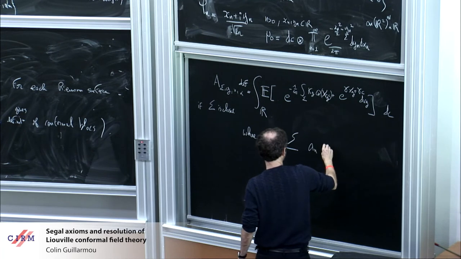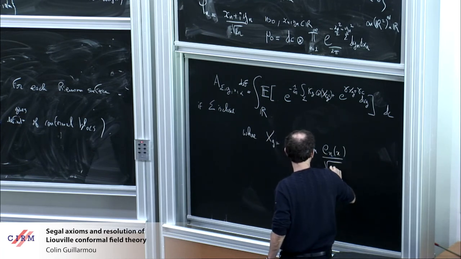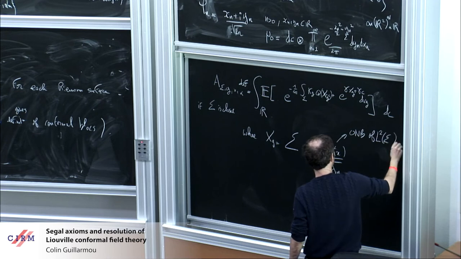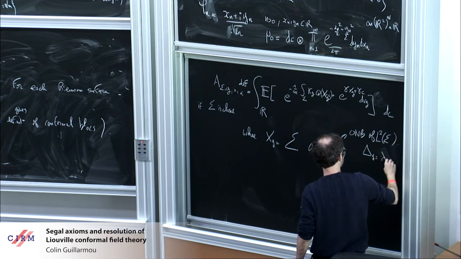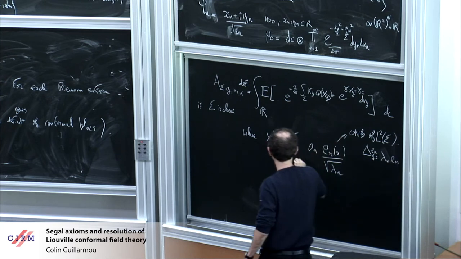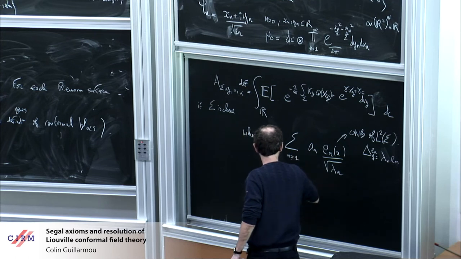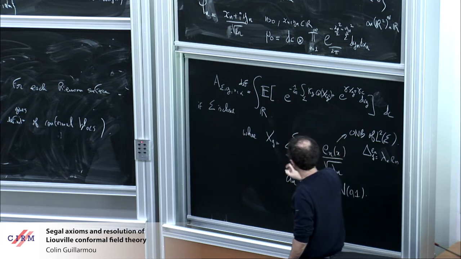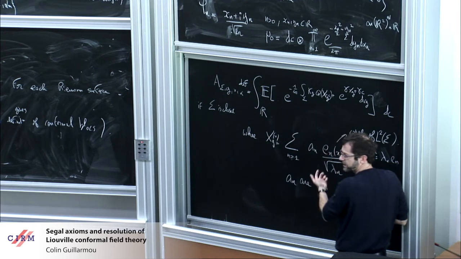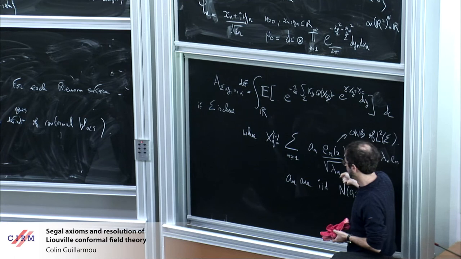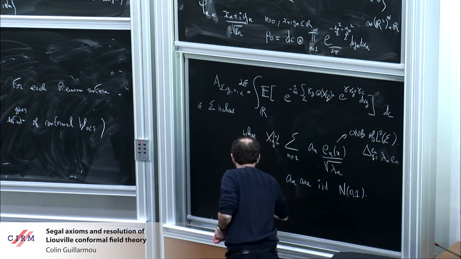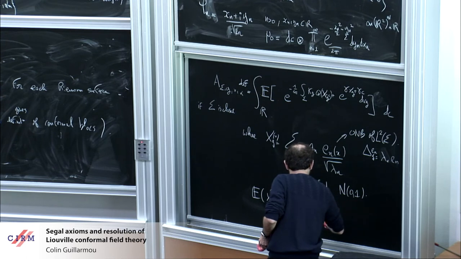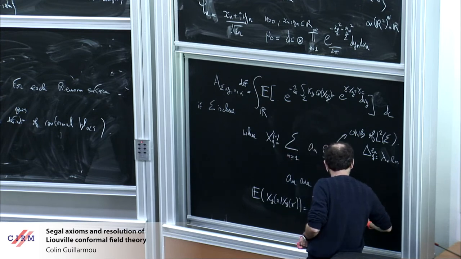Xg is a random combination of eigenfunctions of the Laplacian on the surface. So this is an orthonormal basis of L2 of sigma with the Laplacian like this. And what are the an? They are IID Gaussian N(0,1). So you define a random field. It's called the Gaussian free field. It's a random combination of eigenfunctions of the Laplacian. The covariance of this field is just the Green function of the Laplacian.